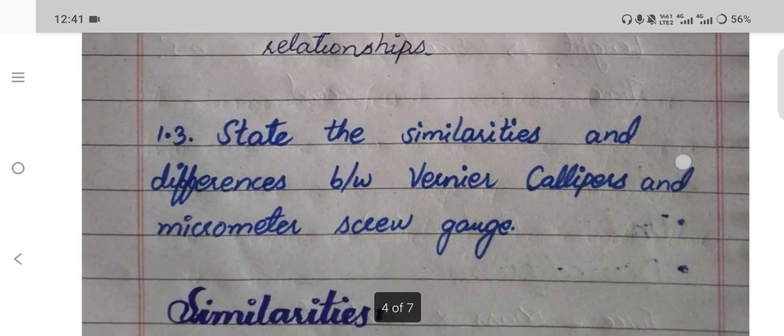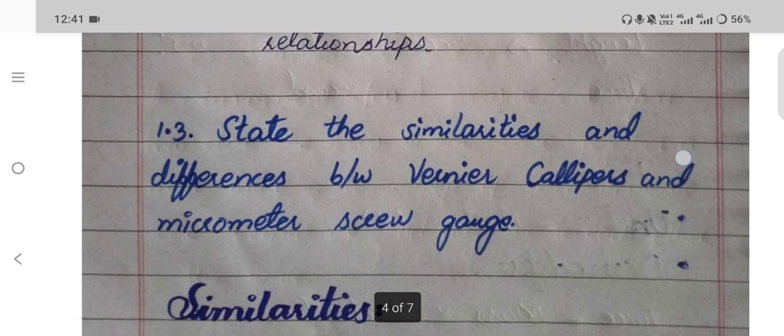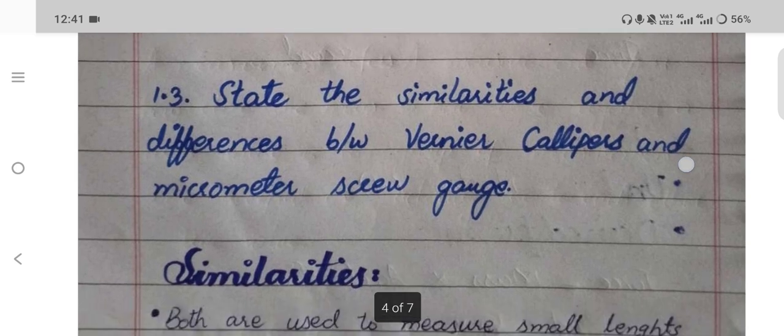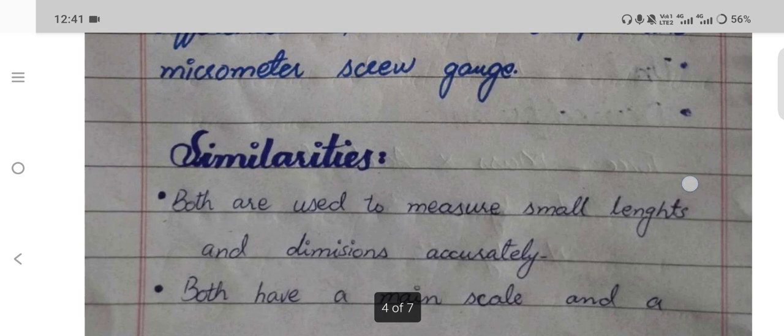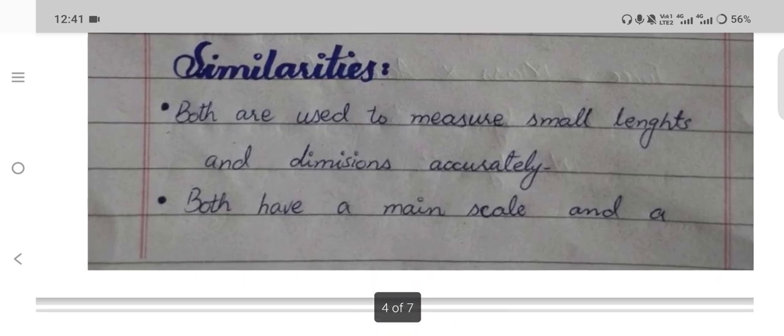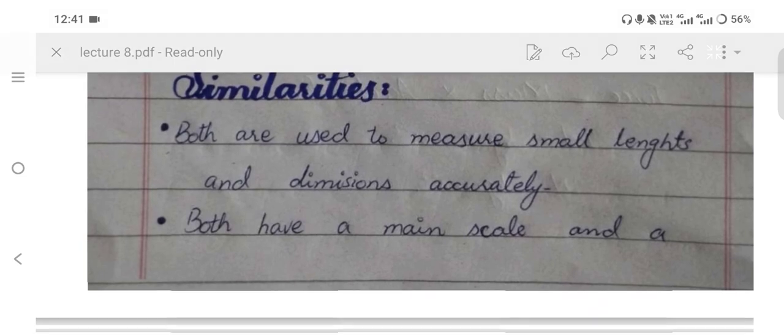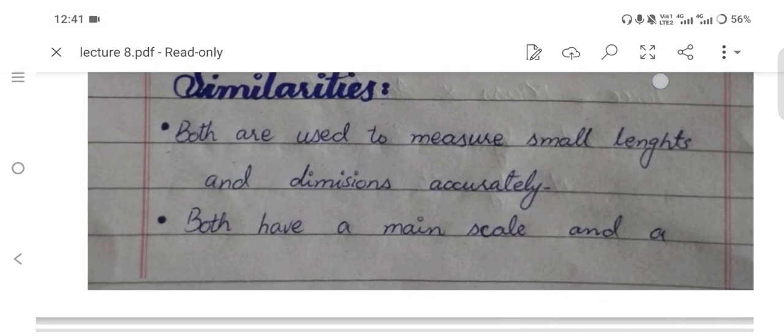And then we have the similarities and differences between the vernier caliper and the screw gauge. Students, you can write it in that manner, like here we have base and here we have derived quantities. That will be helpful from your exam point of view.